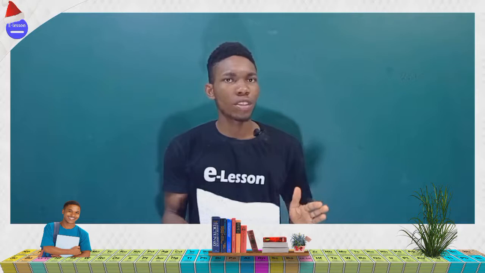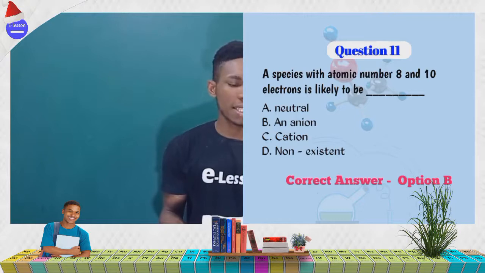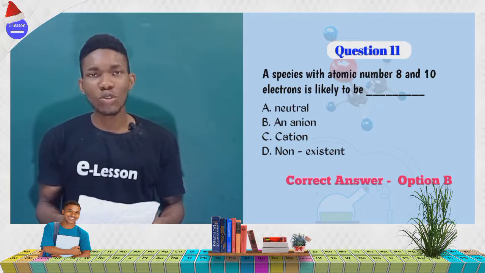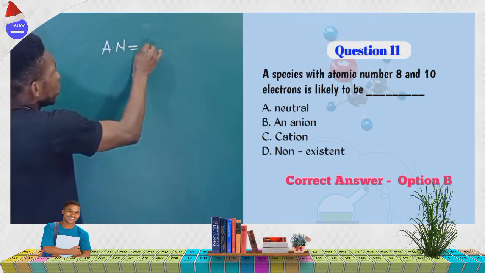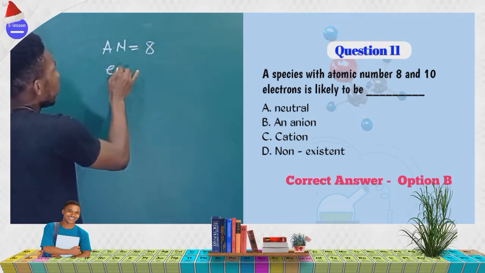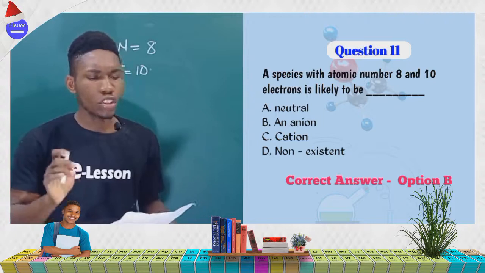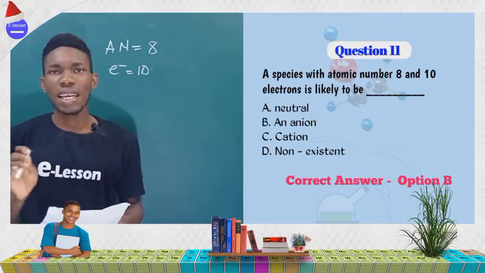In this class we are going to look at the chemistry past questions and then provide solutions to them. We've already discussed episode 1 and episode 2, and this will be episode 3. The first question says that a species with atomic number (AN) equals 8 and the number of electrons equals 10 is likely to be: A, a neutral atom; B, an ion; C, a cation; D, non-existent.